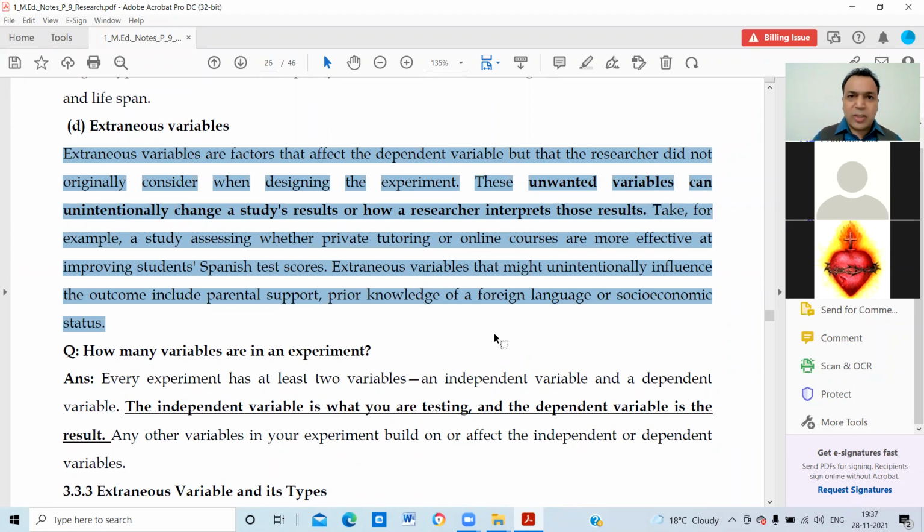Sometimes when the researcher designs the research, he forgets that variable, right? So you have to take care of that variable also, because sometimes these extraneous variables can change the outcome of your research, right?